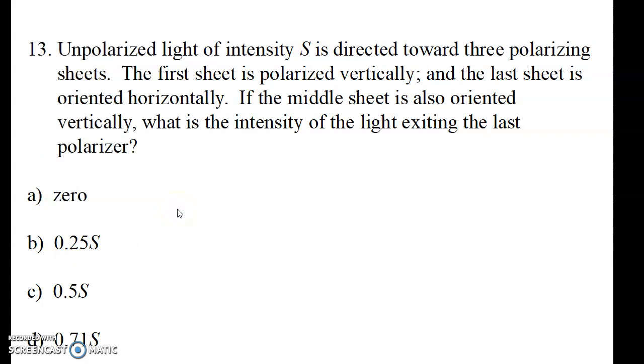Now 13. Unpolarized light of intensity S is directed through 3 polarizing sheets. The first sheet is polarized vertically, the last sheet horizontally. If the middle sheet is also oriented vertically, what's the intensity? And the answer would be 0, A.